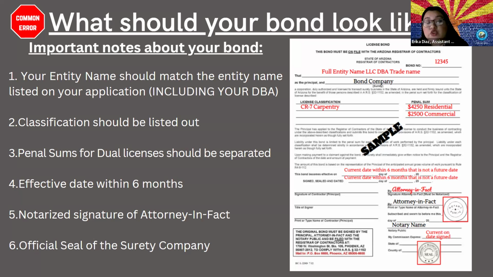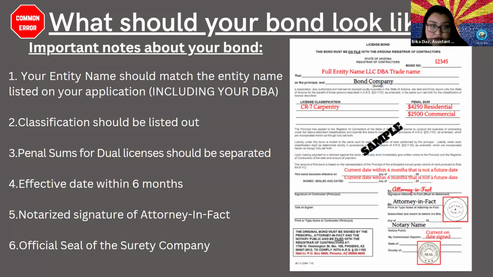So your entity name, again, that goes back to how are you applying? Who is the applicant? If you're applying as an LLC, then that full name from your LLC needs to be listed, and it has to match what is listed on Corporation Commission. If you have a DBA with that LLC, you add that to that bond as well. If you are applying as a sole proprietor, that bond name needs to be your legal name, what is listed on your government issued ID. So if you have first, middle, last name on your government issued ID, we need to see first, middle, and last name on that bond.